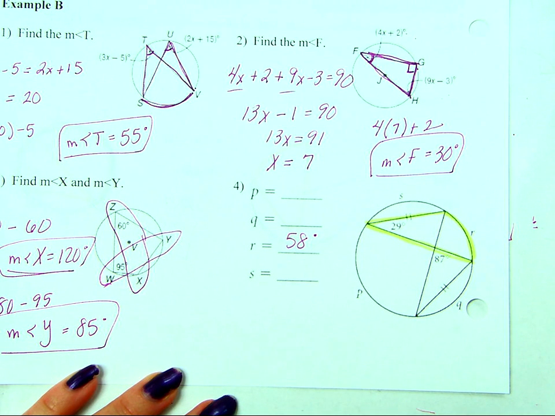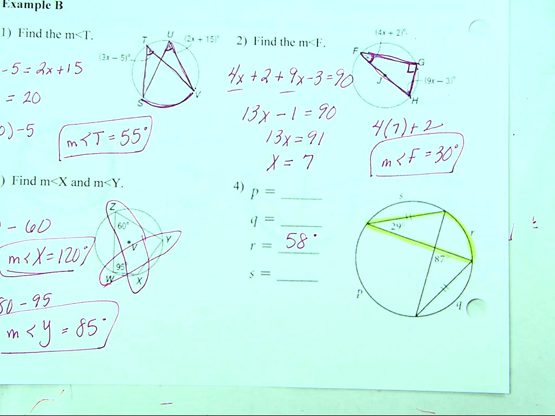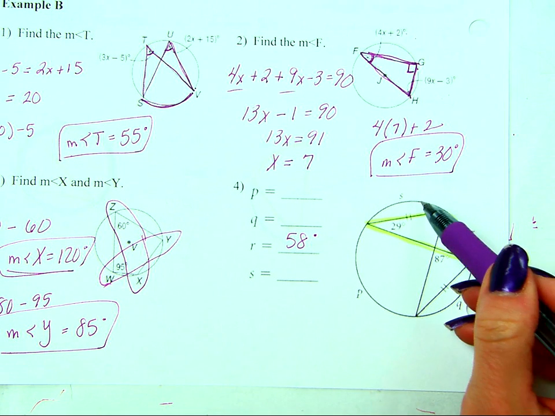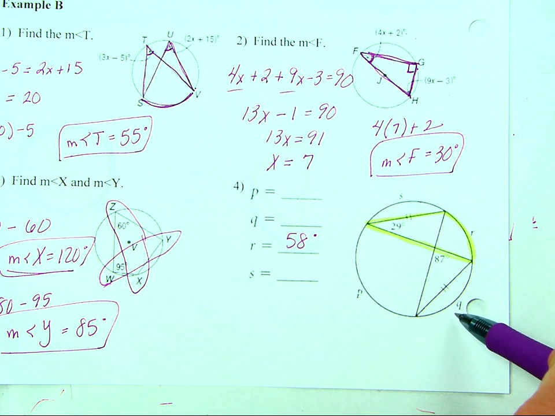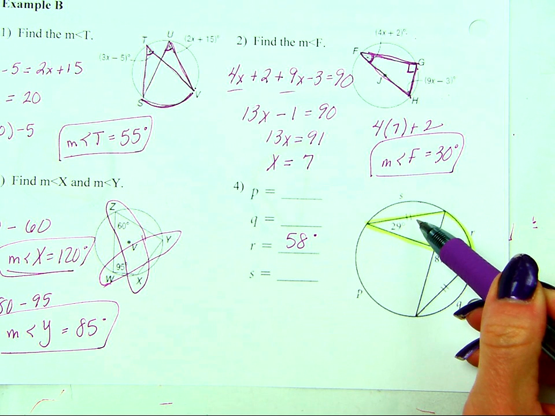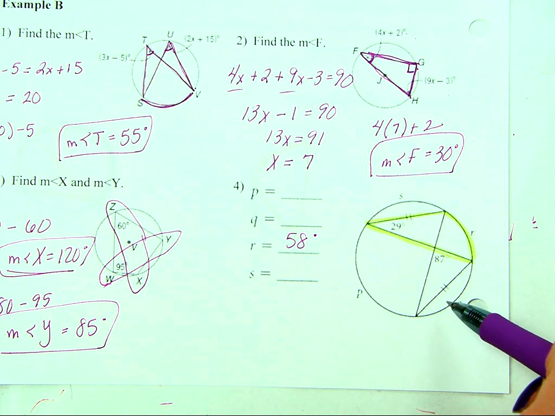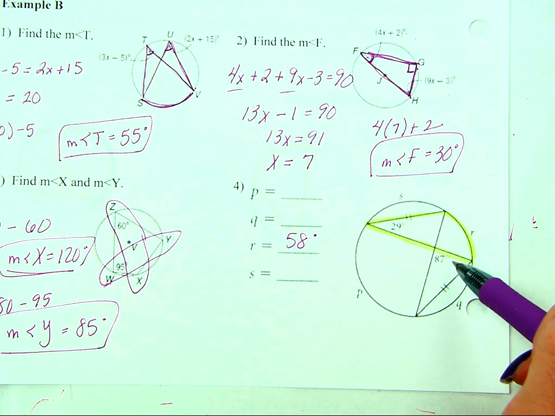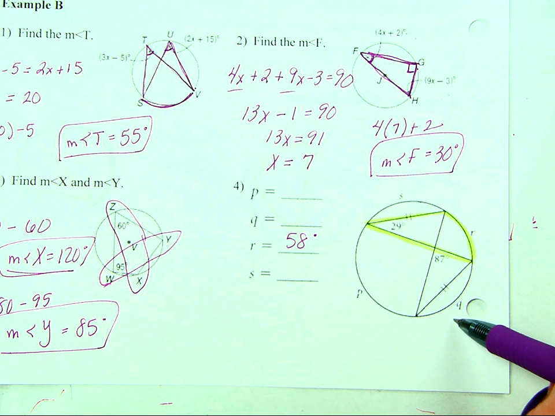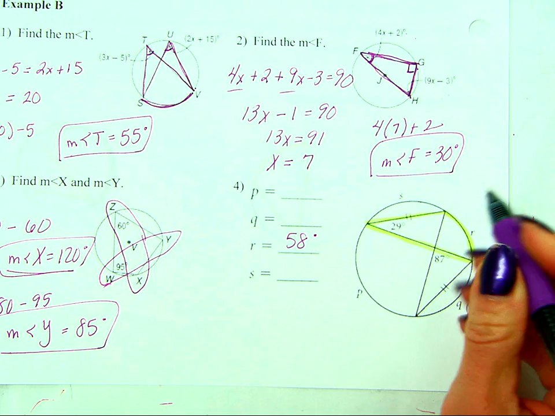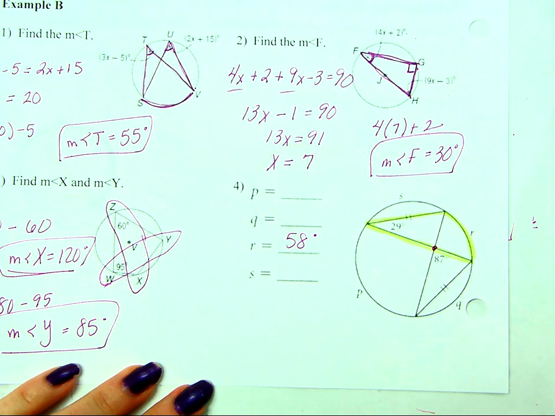As I further investigate, I notice that S and Q are congruent, and they are congruent because they have equal chords. Now, a common mistake is that kids will want to say that angle Q is 87 degrees. Angle Q is not 87 degrees necessarily because this is not in the center of my circle. So I can't use it for that.